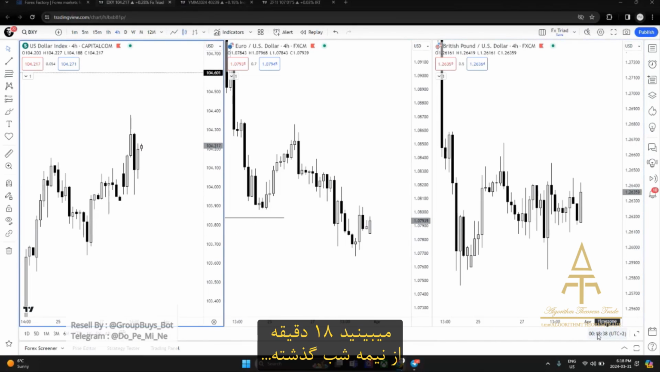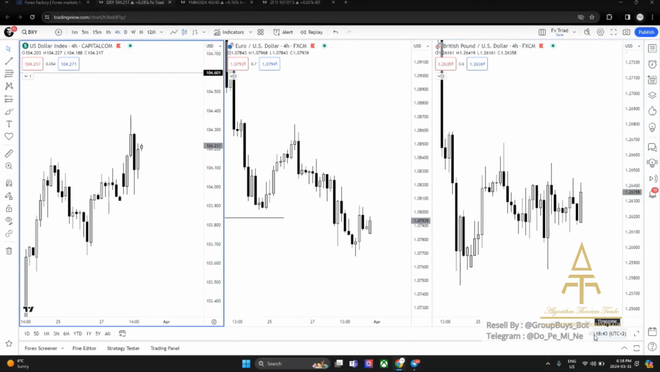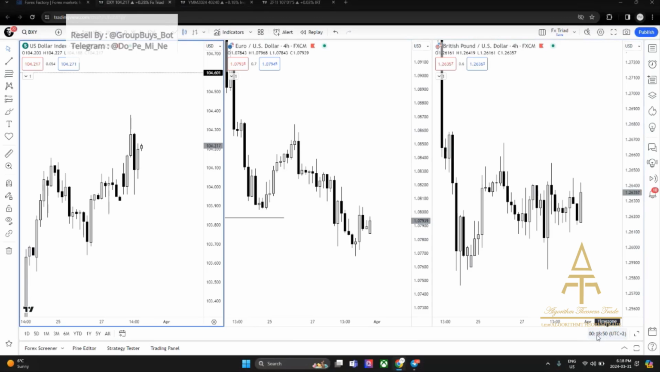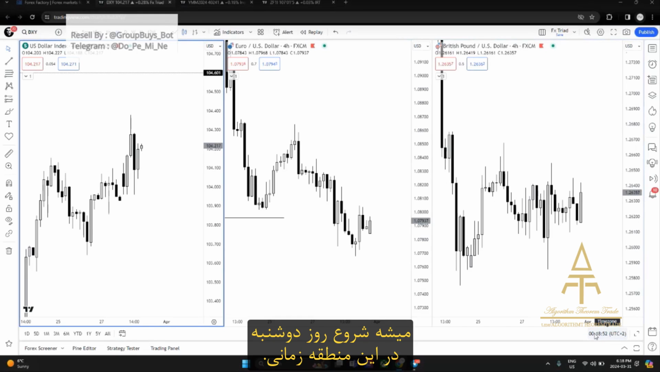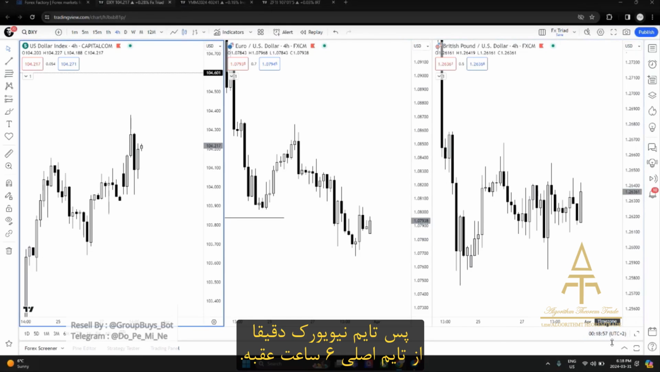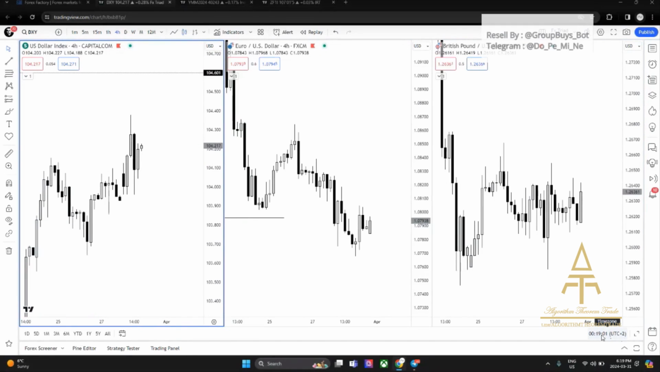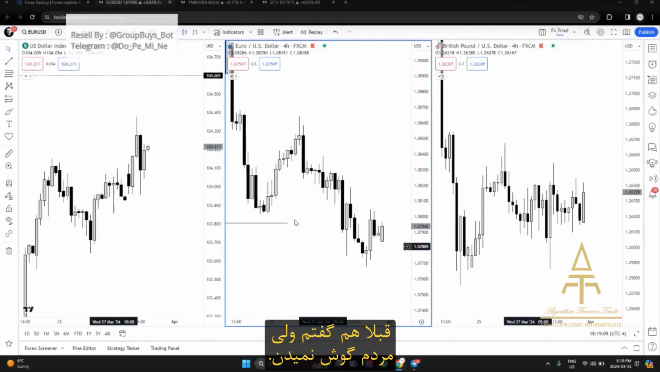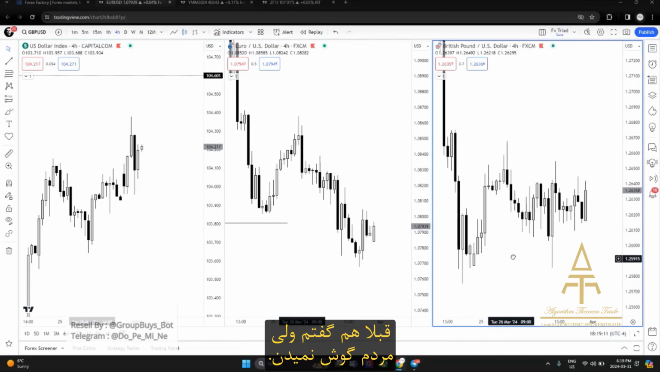Anyways, you can see that it's 18 minutes past, right? So this is actually 12 a.m. UTC plus 2, which is the beginning of Monday in this time zone. So Eastern Standard Time is 6 hours behind the actual time. Yeah, that alone is mind blowing. Great. I've said this before though, but people just don't listen.